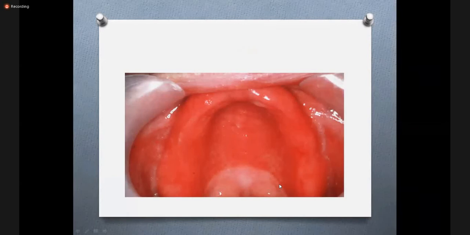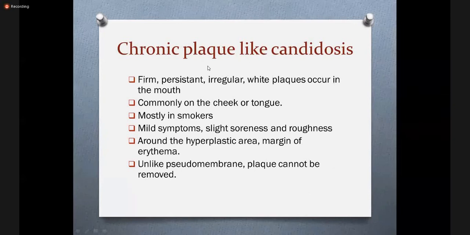Okay, now chronic plaque-like candidiasis presents as persistent, irregular white plaques in the mouth, commonly on the cheeks or the tongue, mostly in smokers. Chronic plaque occurs in smokers. They have mild symptoms because it is chronic, with slight soreness and roughness. Around the hyperplastic area, there may be a margin of erythema, and unlike pseudomembrane, the plaque cannot be removed.